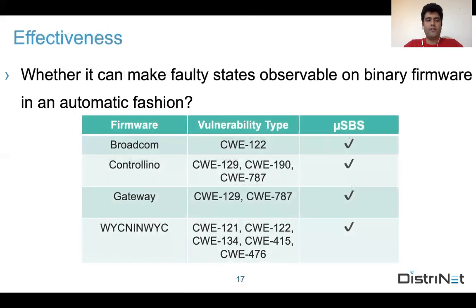Also, for evaluating the effectiveness of our method and seeing whether it can make faulty states observable on binary firmware in an automatic fashion, we consider 4 firmware: Broadcom firmware, Controllino firmware, Gateway, and firmware from the state-of-the-art method for making faulty states observable. And also, as you can see, we cover different types of memory corruption vulnerabilities. MicroSBS was able to detect and discover all of these vulnerabilities.